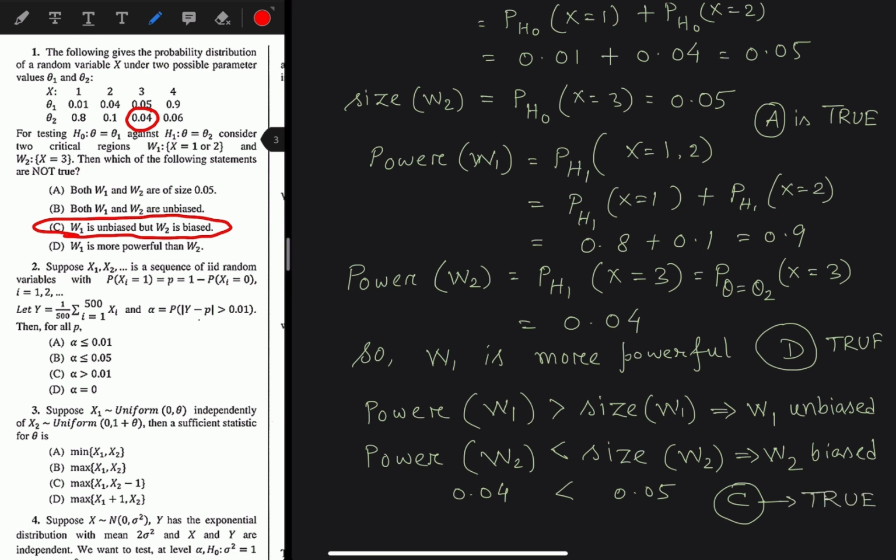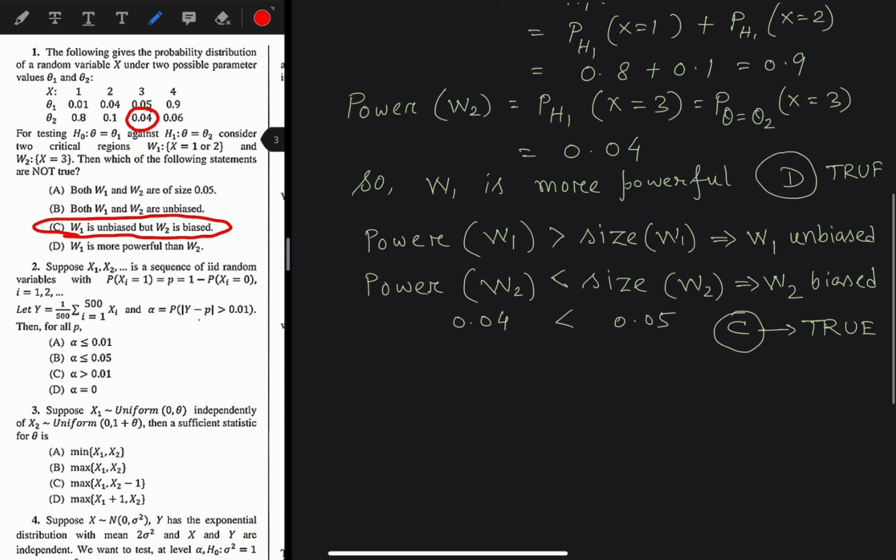Now, so A, C and D, everything is true, and we can verify option B, which is not true, as option B said that W1 and W2 are unbiased. So obviously both are not unbiased. One is unbiased and another one is biased. So option B is not true. Okay, so the correct option for the answer, or for number 1, is option B.